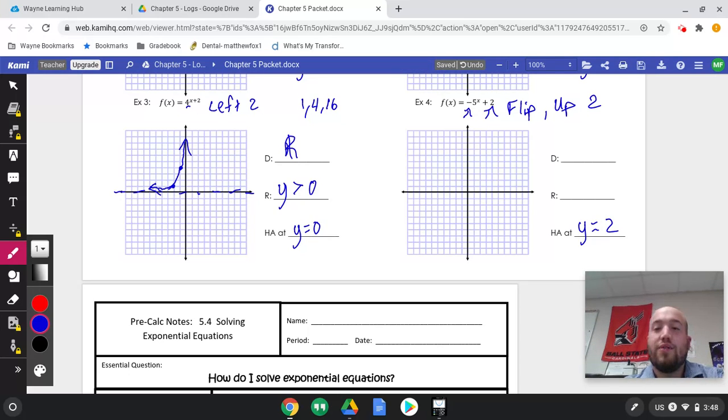Now, be careful, this one flips. So our domain is still all reals. However, instead of y being greater than this line, if it flips, that means y has to be less than the line at 2. Okay, you know it's going to flip upside down.